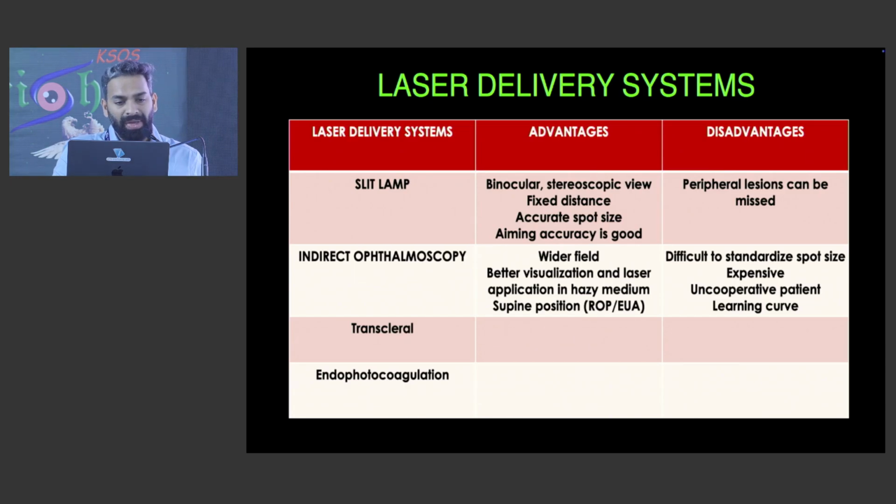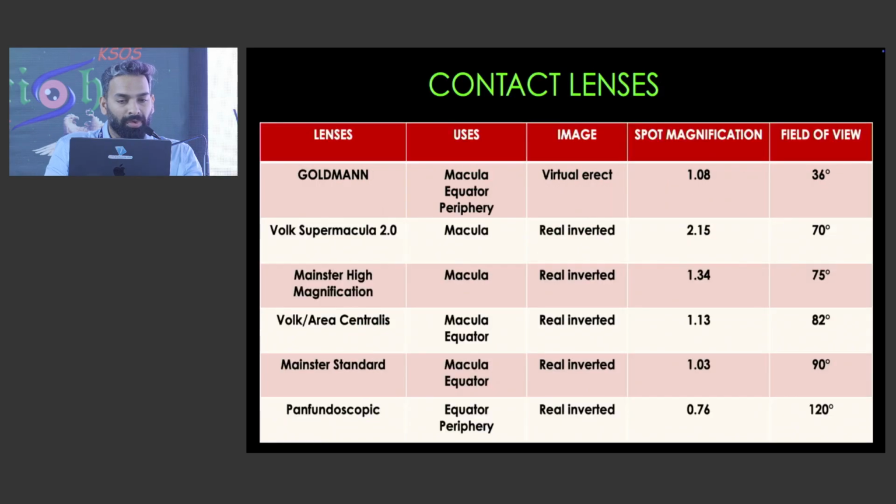Laser delivery systems: we have the slit lamp delivery system, where the console is connected directly to the slit lamp, and you can use the slit lamp to focus the laser. Then we have indirect ophthalmoscopy, where the console is directly connected to the indirect ophthalmoscope, and we can use it with a condensing lens. Then we have transscleral and endophotocoagulation.